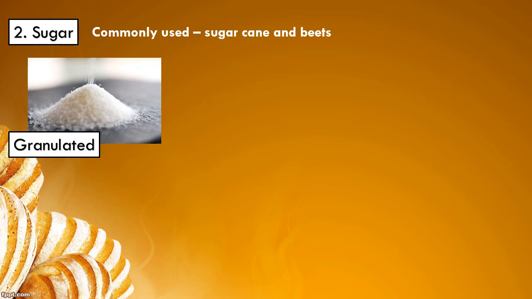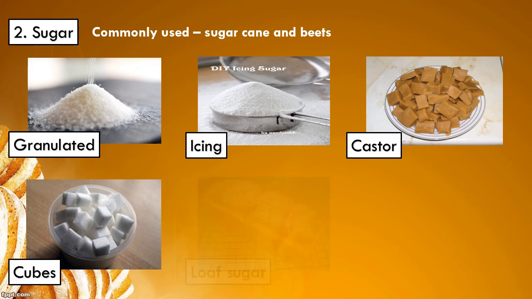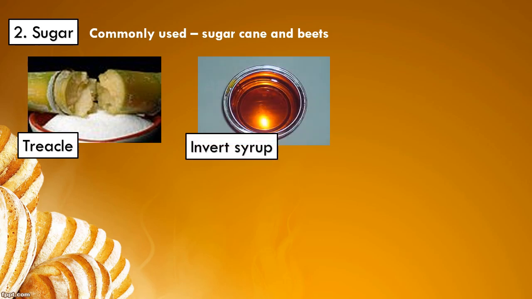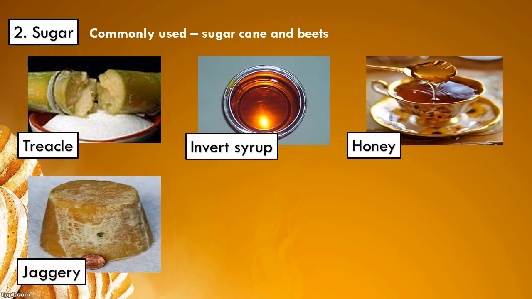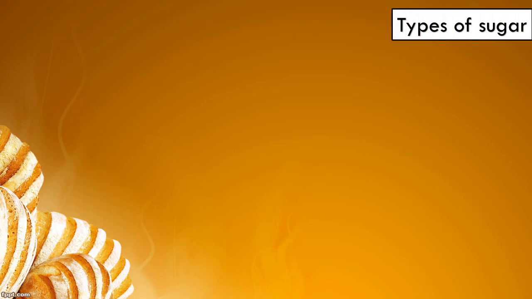Moving to the second ingredient, the sugar. The commonly used sugar is obtained from sugarcane and beets. Based on the types of sugar, the sweetening quality varies indefinitely. The types are granulated sugar, icing sugar, caster sugar, sugar cubes, loaf sugar, brown sugar, treacle, glucose or invert syrup, honey, jaggery, nib sugar, and golden syrup. Let us now discuss the types of sugar and the purpose of each in detail.